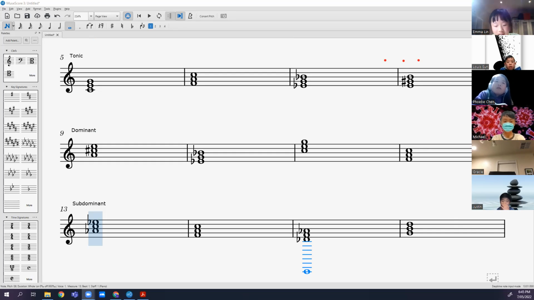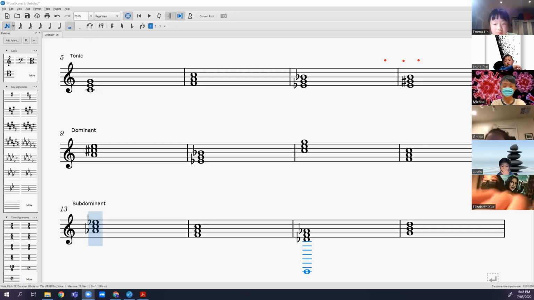2 is A flat major and 4 is, I'll just tell you, 4 is B major because B minor. Well, I guess you could say it's B minor. Wait a second. Yeah, it's B minor. I forgot. Never mind.